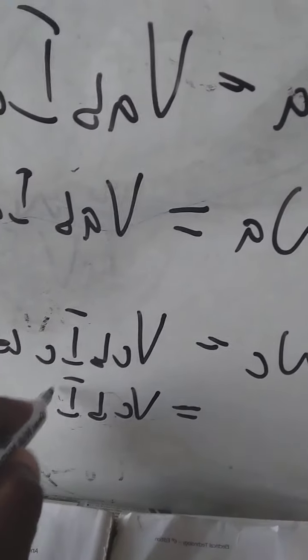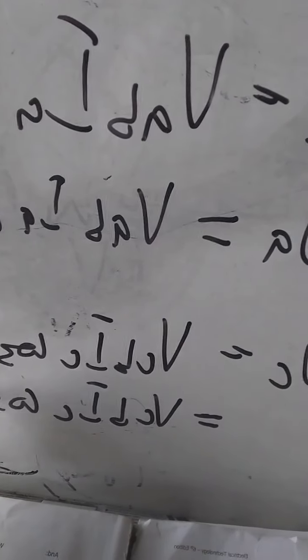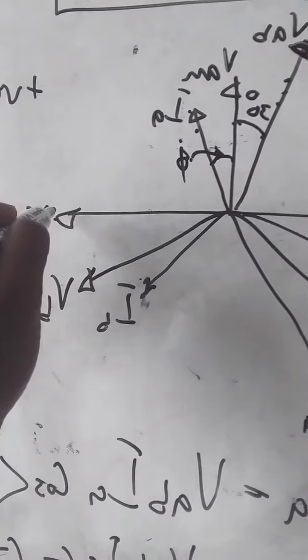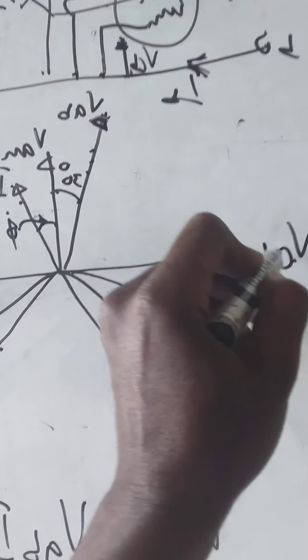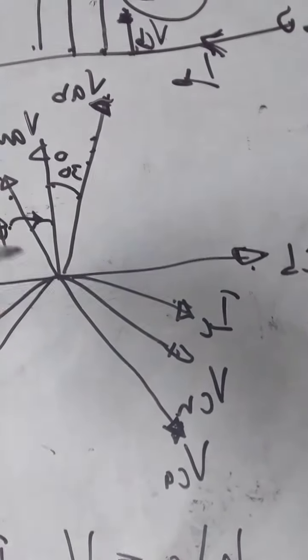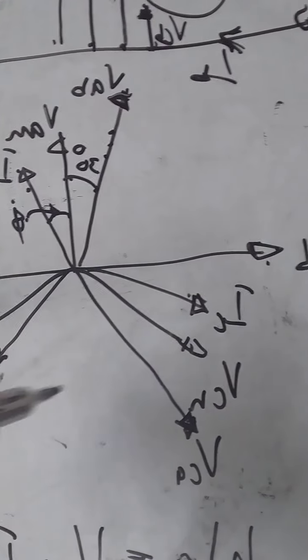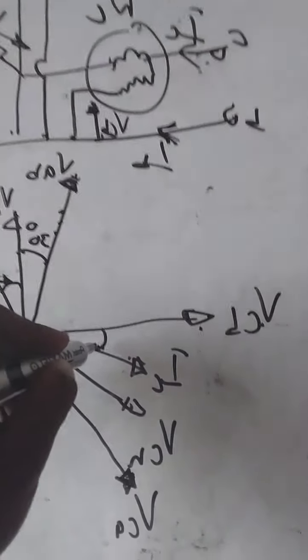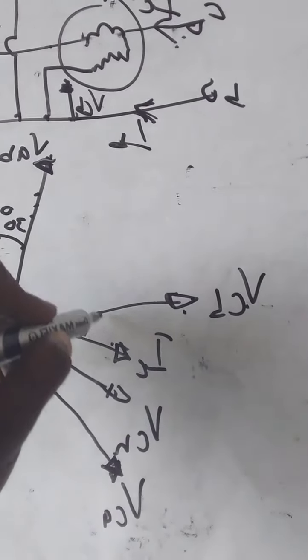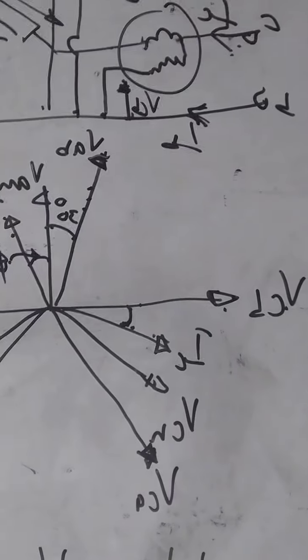VCB IC cos, we need to know the angle between VCB and IC. Where is VCB? This is VBC, so if we project it backward, we have VCB. Then we want to know the angle between VCB and IC. So VCB is this. Where is IC? Our IC is here. So if this is our IC, we need to know the angle between this IC and VCB.